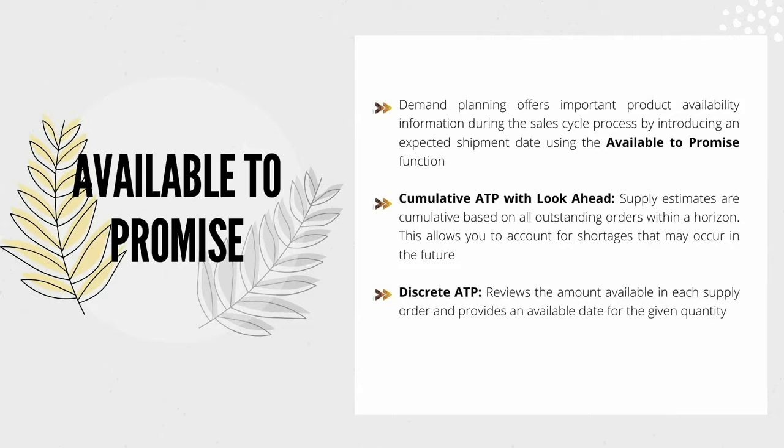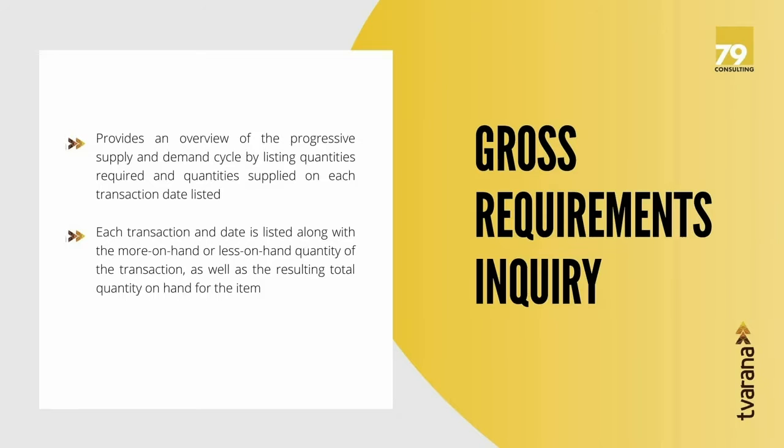So I'll explain what exactly the gross requirement inquiry is. The requirement inquiry provides an overview of the progressive supply and demand cycle by listing quantities required and quantities supplied on each transaction date listed. So each transaction and date is listed along with the more on hand or less on hand quantity of the transaction as well as the resulting total quantity on hand for the item.